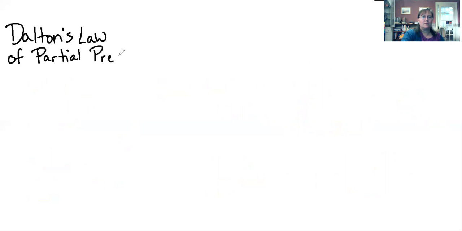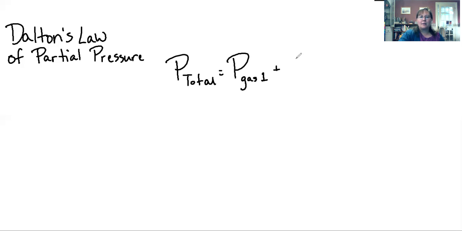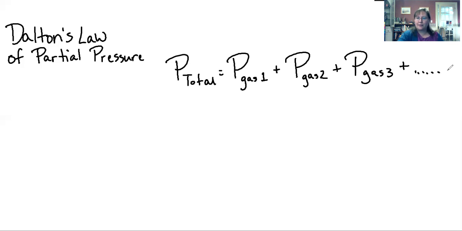The next thing that we're going to look at is Dalton's law of partial pressure. And what Dalton's law of partial pressure says is that the total pressure in any chamber is equal to each pressure added up. So you could say the pressure of gas number 1 plus the pressure of gas number 2 plus the pressure of gas number 3, and so on and so forth, all the way however many gases you have.